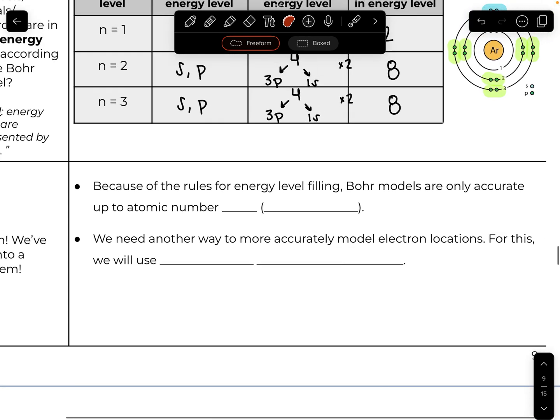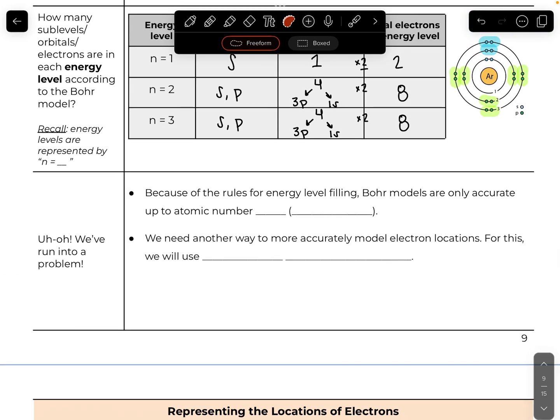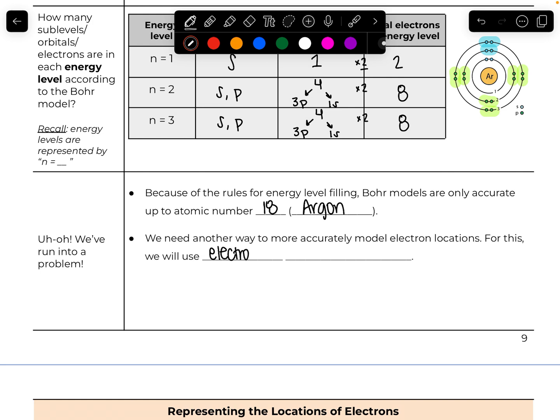Because of the rules for electron level filling, Bohr models are only accurate up to atomic number 18, which is argon. So we need another way to model electron locations. For this, we're going to use our electron configurations. Since the Bohr models didn't work, we need something that does obey the quantum mechanical model of putting electrons in these energy levels, in these orbitals, these areas of space.